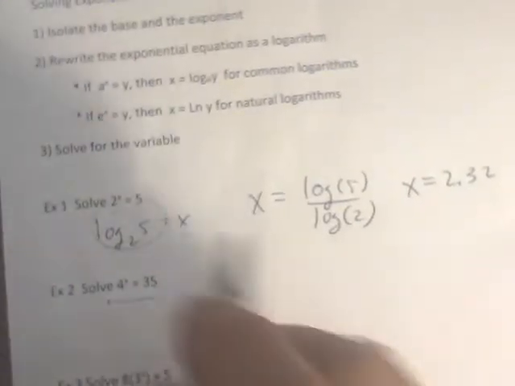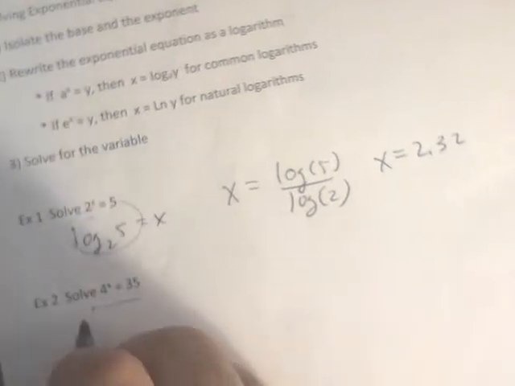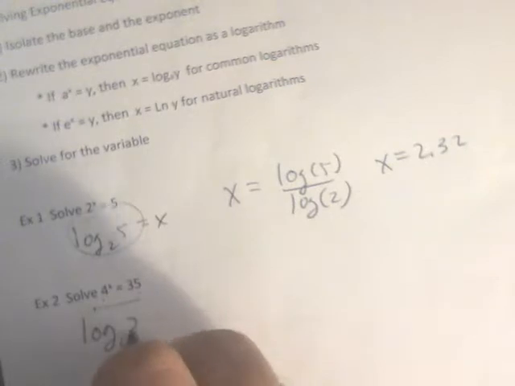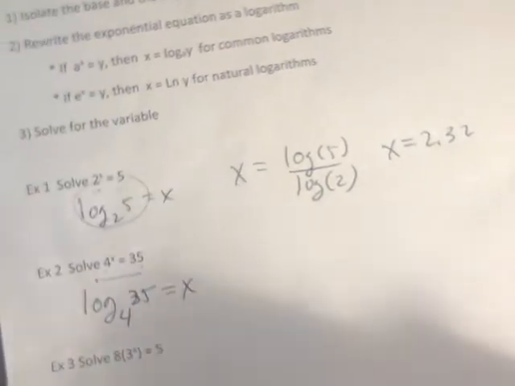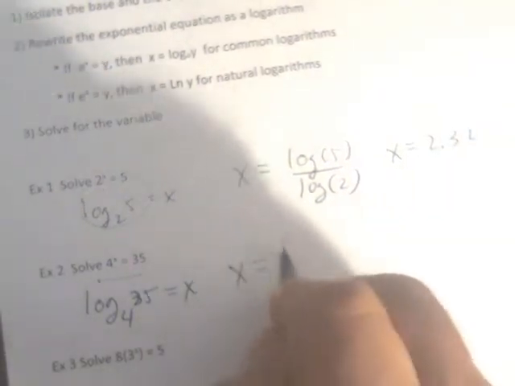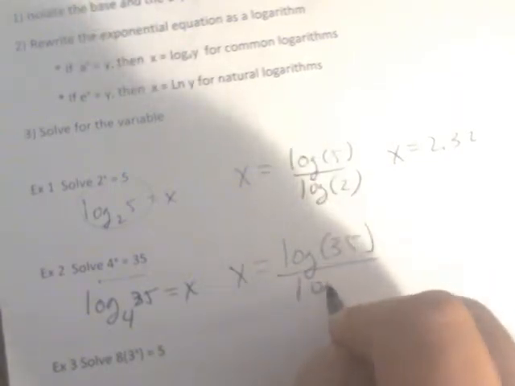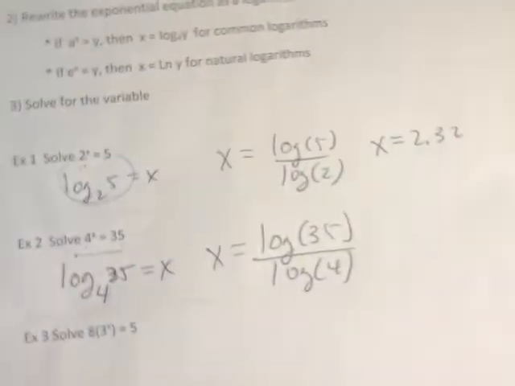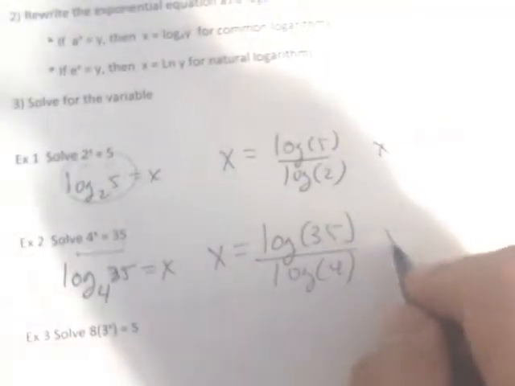Same thing for example 2. I have a base to the exponent equals my number. So I change to a logarithm with my base 4, 35 is my number, and my exponent is x. Use my change of base formula, log of the number divided by log of the base. So 35 log divided by 4 log equals 2.56.